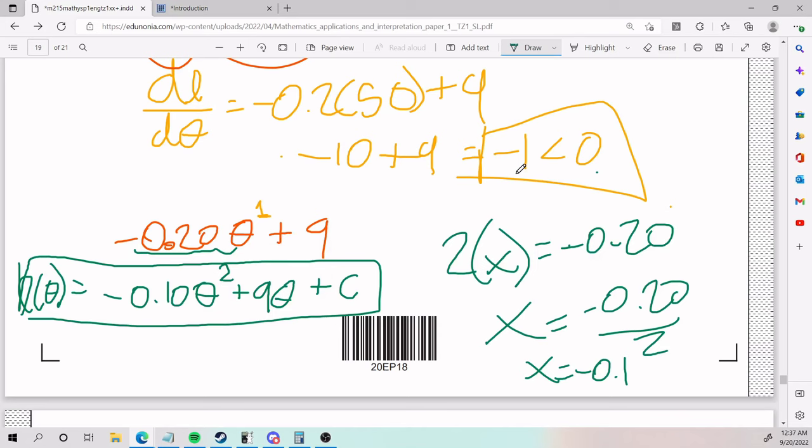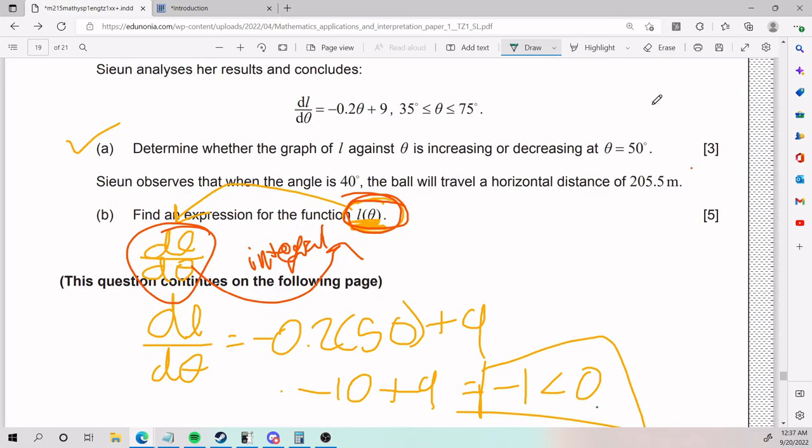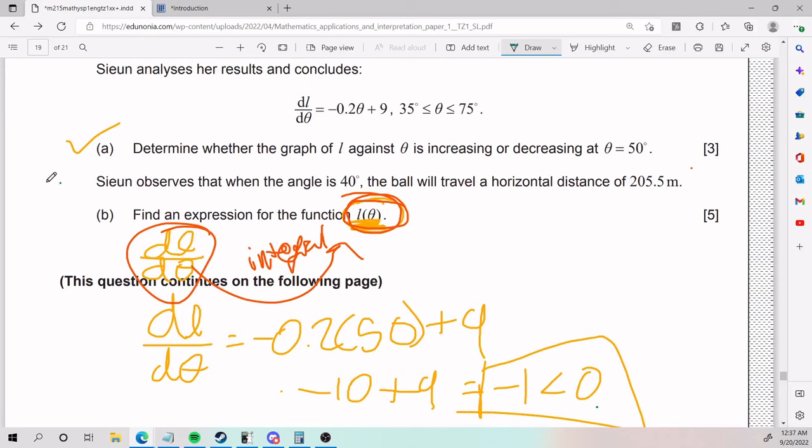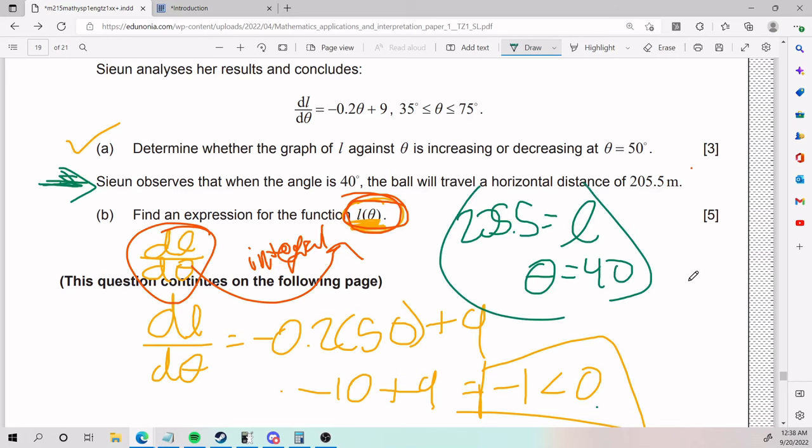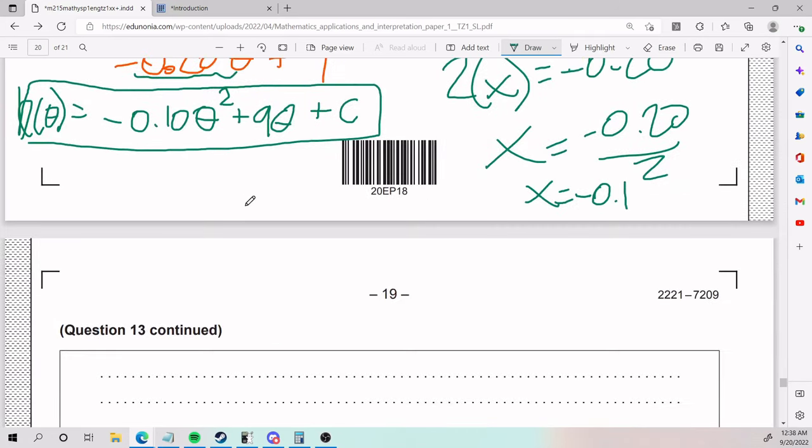The biggest thing is understanding how to do the derivative backwards. If you understand derivatives well, just do it backwards, and that's the integral. You're good to go. But anyways, we have this. And now it makes sense that they give us this information here. Sion observes that when the angle is 40 degrees, the ball will travel a horizontal distance of 205.5. That's telling you that when we plug in 205.5 for the distance, we will have a theta of 40, see? And this is actually a set of points, right? So that set of points we're going to plug in down here.